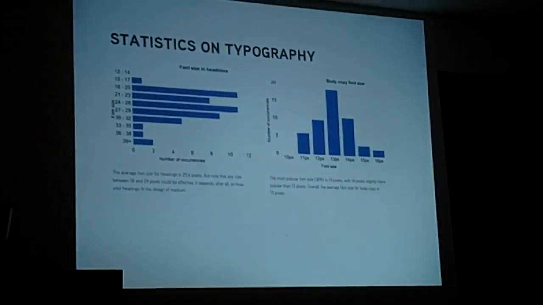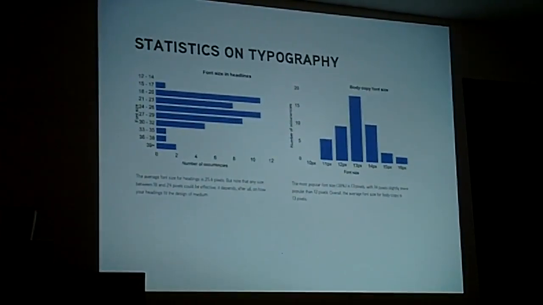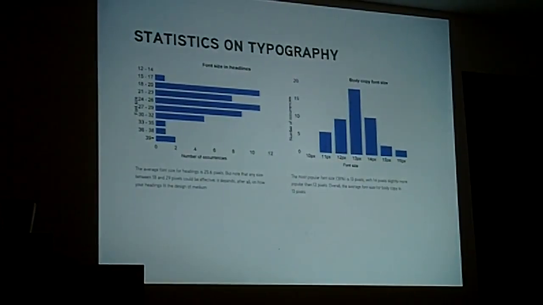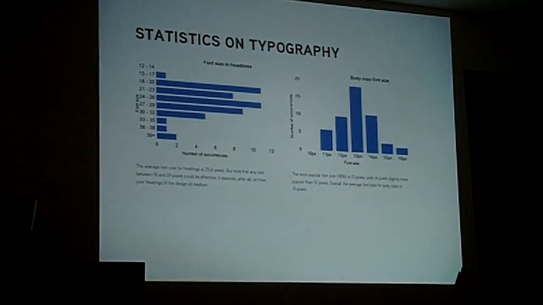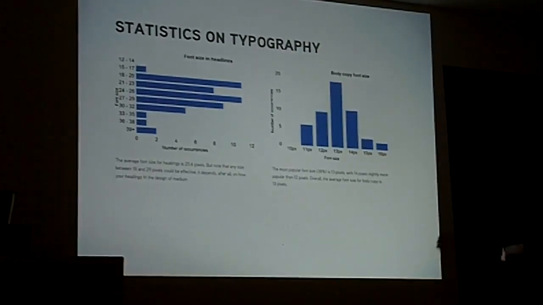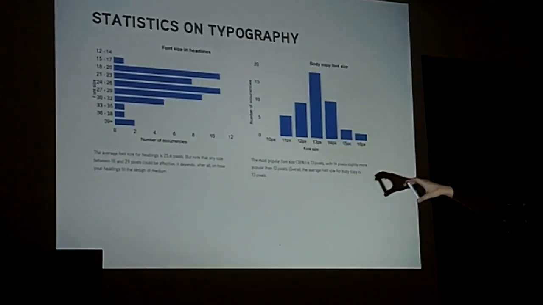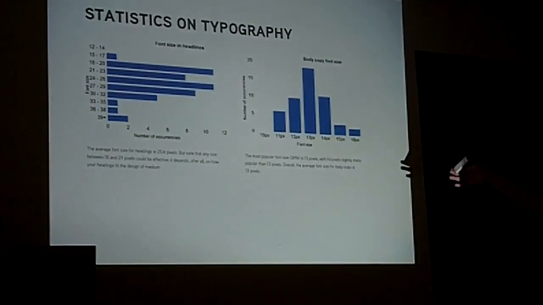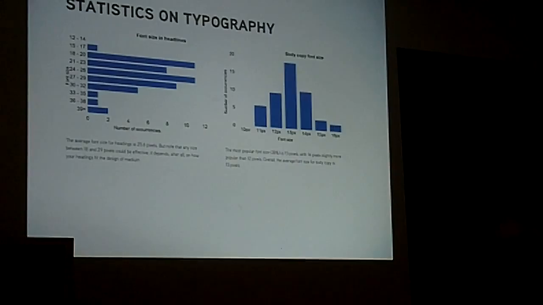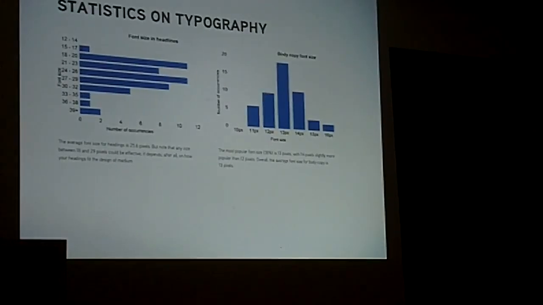Now we have a study on headline and body copy font sizes, and the average they found for headlines is 25.6 pixels. For those of you who use Word, maybe you type in 12 as an average, which is also the average of most body copy on the web. They don't need too big a size for the web because you're so close to your medium. But those are some statistics I found on headlines and body copy.